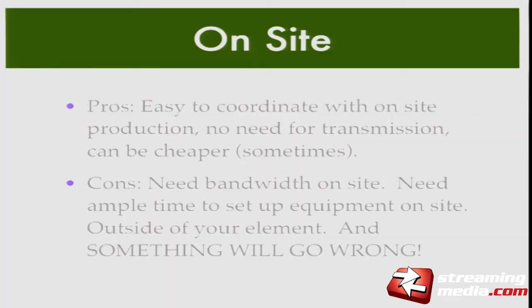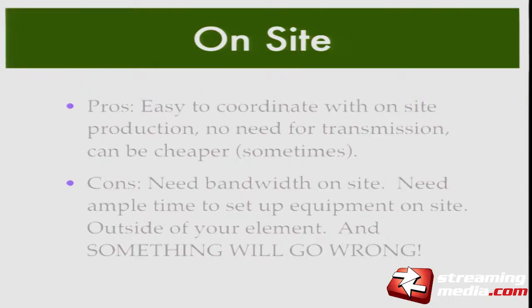Some of the pros of on-site encoding are it's really easy to coordinate with production. If you need them to do a lip sync test, you just run over and grab them and say, hey, I need to do this. If there's problems on site, you're right there. You can see what's happening. And there's no need to bring in a satellite truck. There's no need to rent fiber lines or do some sort of IP transmission. And that can be an alleviated cost.